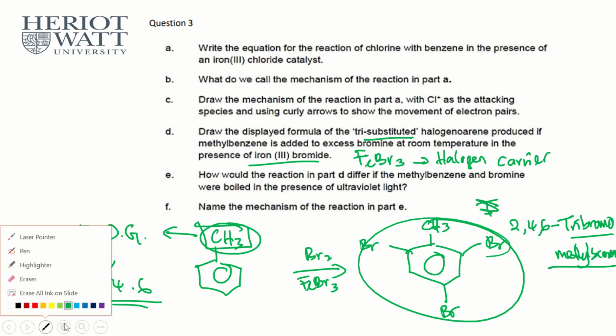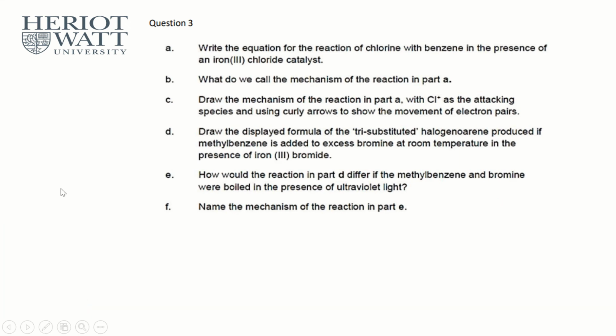Okay, shall we look at part E? How would the reaction in part D differ if the methylbenzene and bromine were boiled in the presence of ultraviolet light? Now, in the presence of UV light, it would be totally different. And why is that so? Because in the presence of UV light, the bromine will actually turn into free radicals.